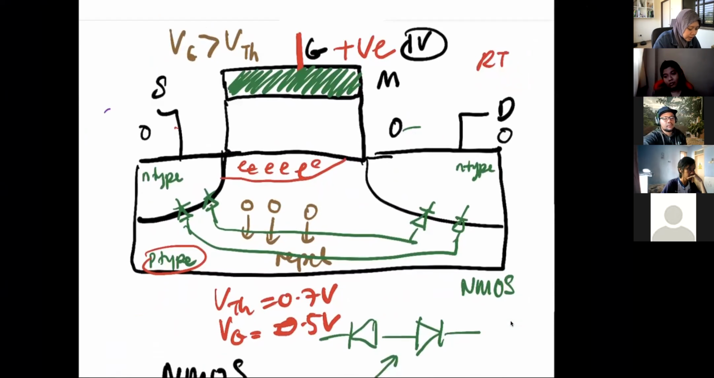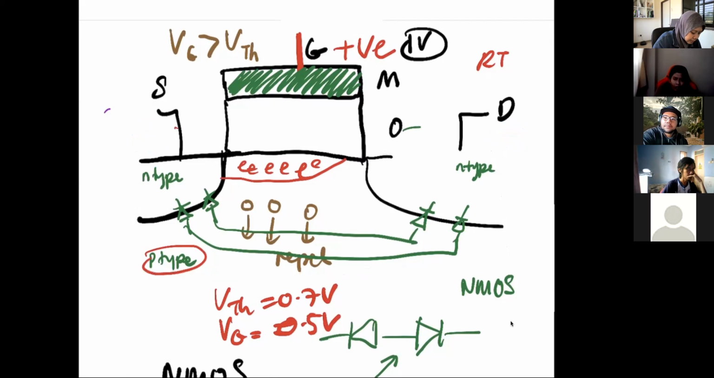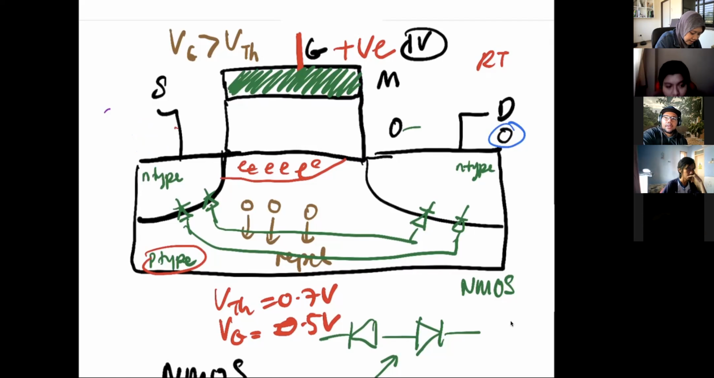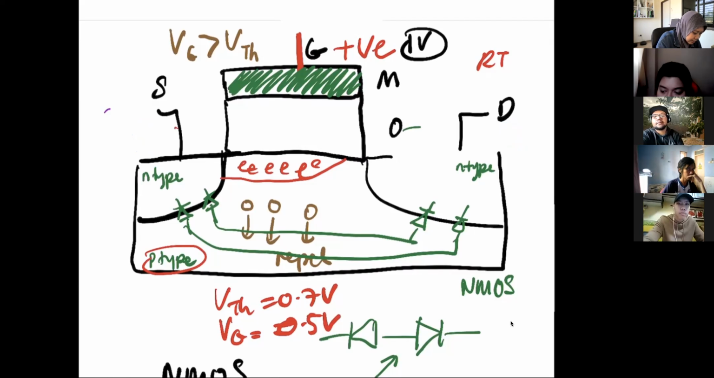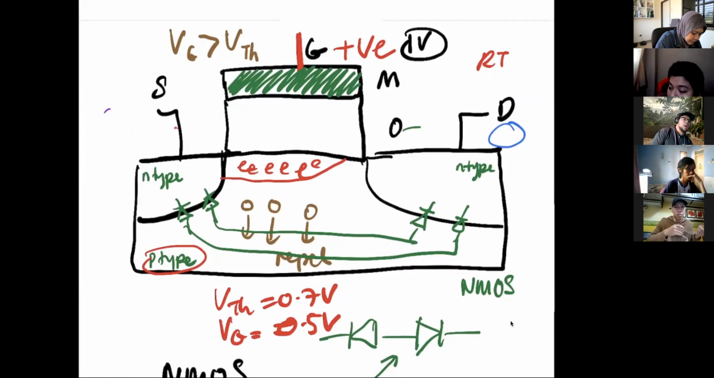Now previously we make the source and the drain to have zero voltage. You don't connect it anywhere. So in order for you to have current, you need to connect the source and drain to a voltage to bias it. So okay. So now let's apply.